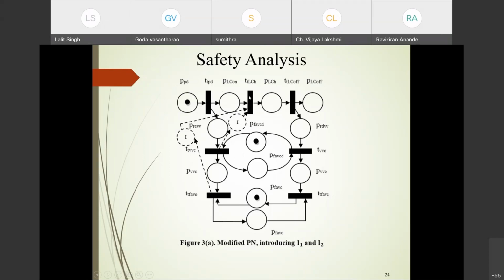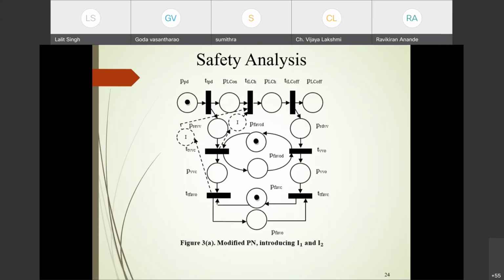So here, because there were 2 cases where 2 transitions are in race condition, one is TFAVO and TLCH, I have put one additional place here. Sorry, one is I1 and one is I2. I think I1 and I2 are missing. And I want to similarly lower the priority of TLCH in the case of parallel transition with TBVC.